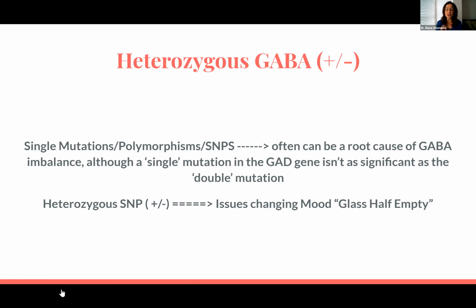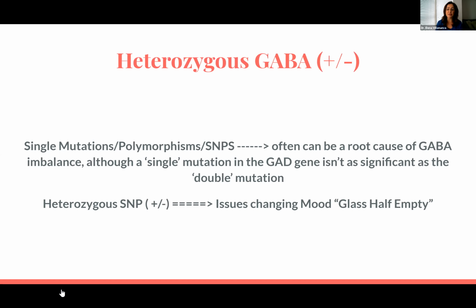So whenever we are talking about GABA mutations, we want to go back and discuss, do we have a single mutation, which would be called a heterozygous mutation, or do we have a homozygous or double mutation? Now, the single mutations in a GAD gene typically don't carry as much influence as the homozygous or double mutations.